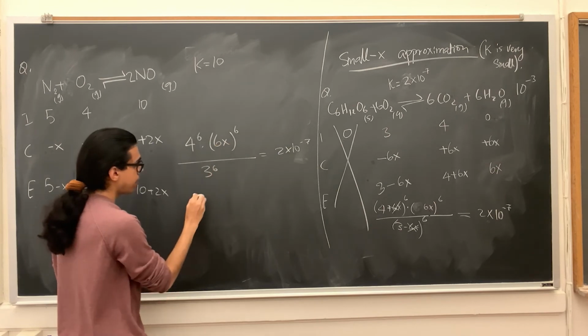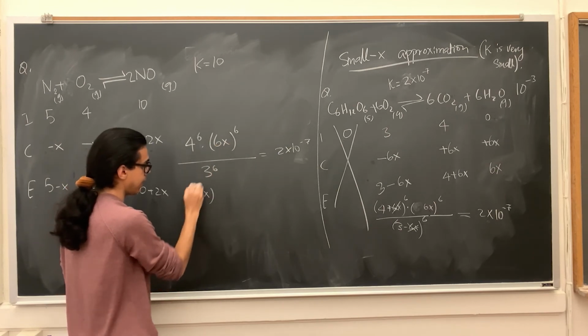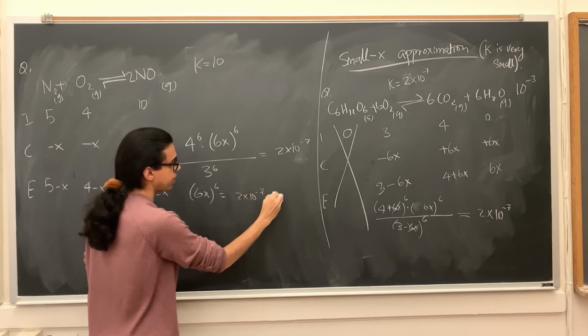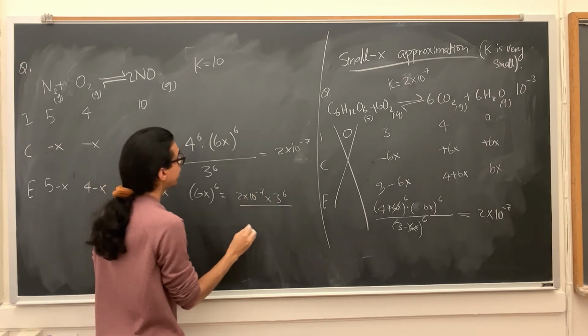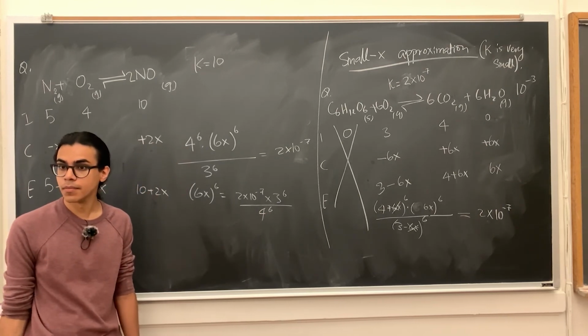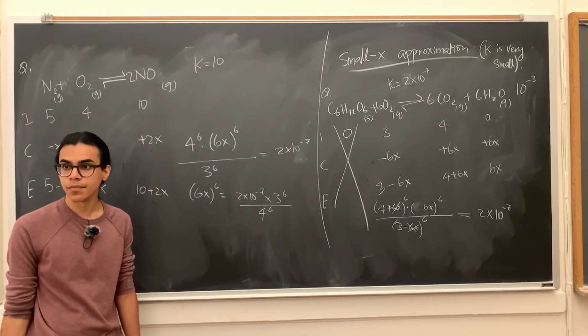Let's send all the numbers over. So you have 6x to the power of 6 be 2 times 10 to the negative 7 times 3 to the 6 divided by 4 to the 6. So far, so good? Yeah?